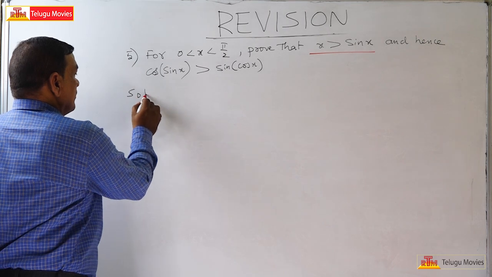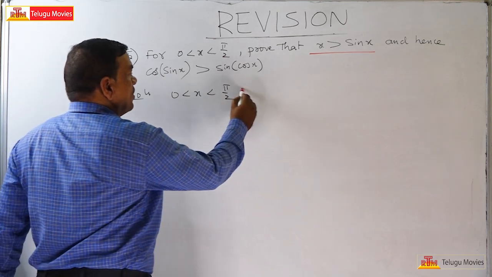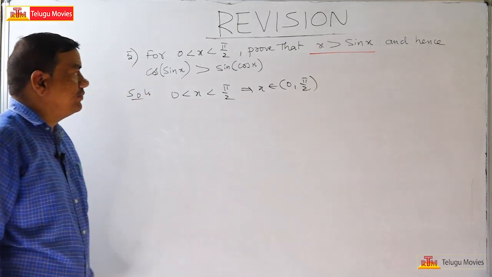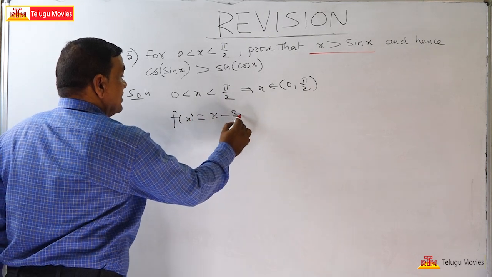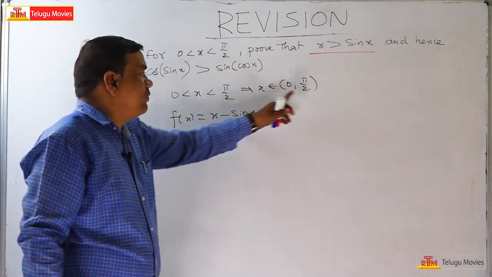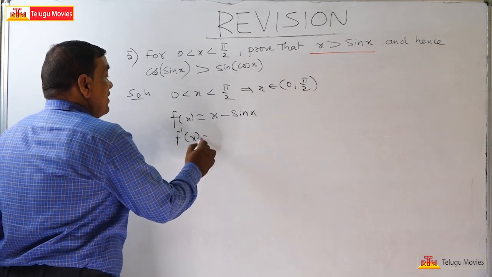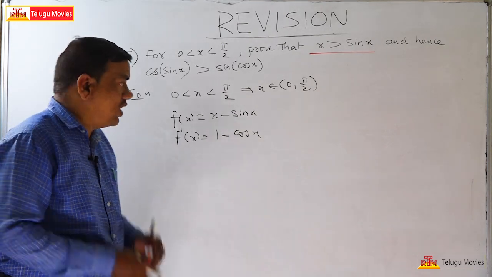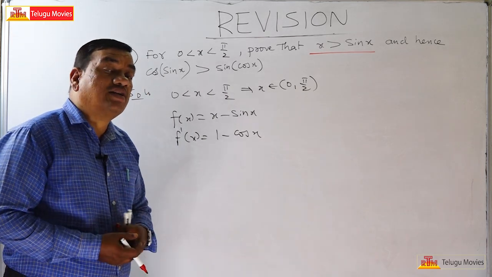First, see the solution. 0 less than x less than pi by 2. So, that means x belongs to the open interval 0 to pi by 2. Let us take first f of x is equal to x minus sin x, one function I am taking, where x belongs to the domain 0 to pi by 2. Take the first derivative, this is 1 minus cos x, since the derivative of sin x is cos x. Now, when x belongs to 0 to pi by 2, what is the value of 1 minus cos x?